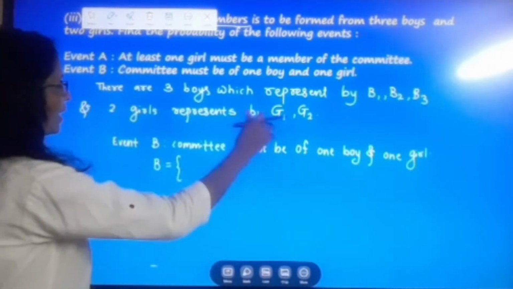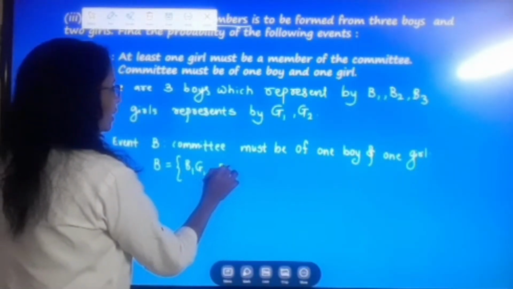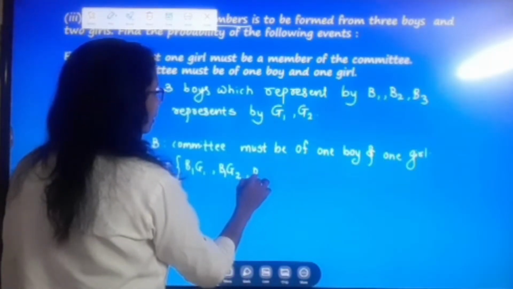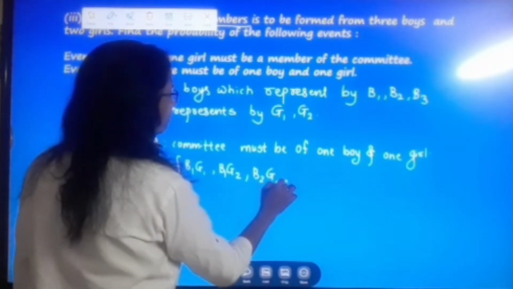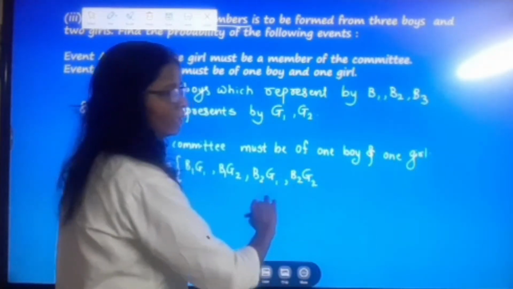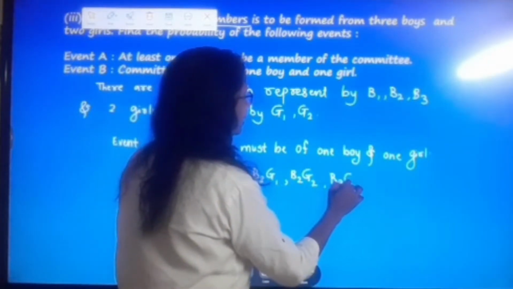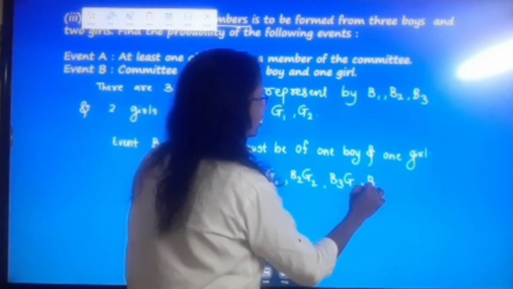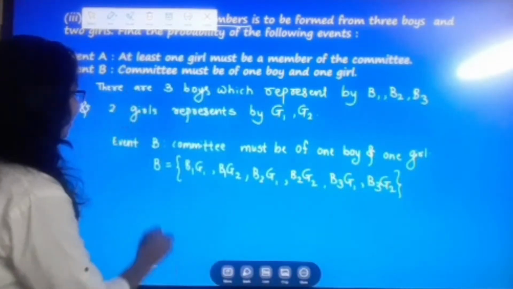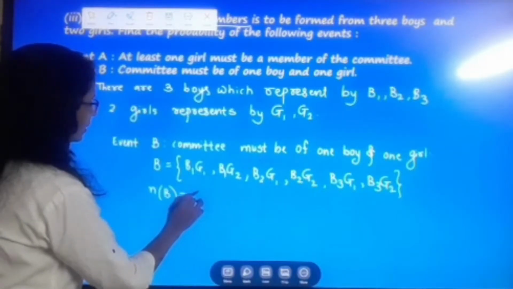So here, starting from B1: B1 G1, and B1 G2. Then B2 G1 and then B2 G2. One boy, one girl, one boy, one girl. And then B3 G1 and here, students, B3 G2. So now N of B is equal to 1, 2, 3, 4, 5, 6.